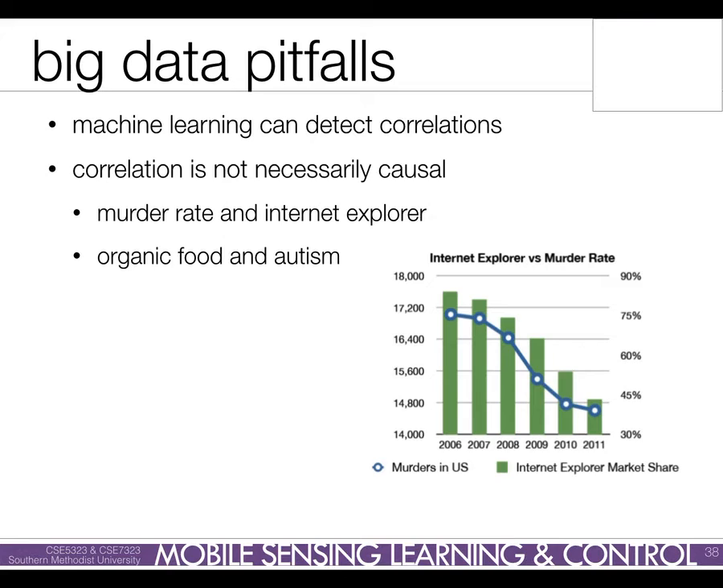You can show the same thing happened with vaccines, right? Organic food, vaccines, they really have no effect on autism, right? Same thing with Internet Explorer and the murder rate. So no matter how much correlation you can show between some variable and something else, the only thing that machine learning does is learn that correlation. It doesn't tell you anything about causality, right? So something could change in the system, and all of a sudden your learning system is broken. Okay?